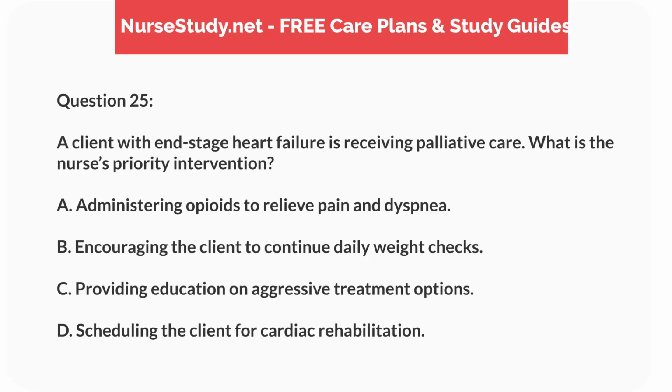Question 25. A client with end-stage heart failure is receiving palliative care. What is the nurse's priority intervention? A. Administering opioids to relieve pain and dyspnea. B. Encouraging the client to continue daily weight checks. C. Providing education on aggressive treatment options. D. Scheduling the client for cardiac rehabilitation.